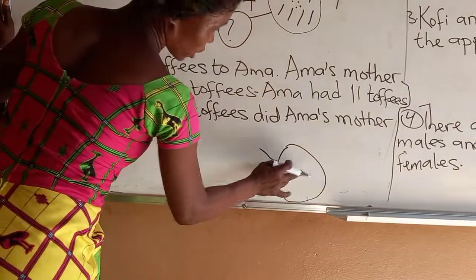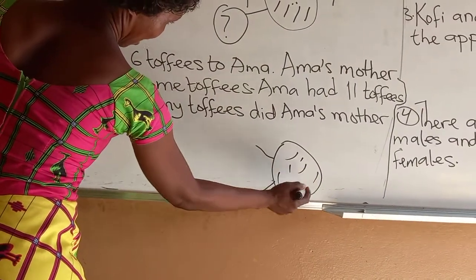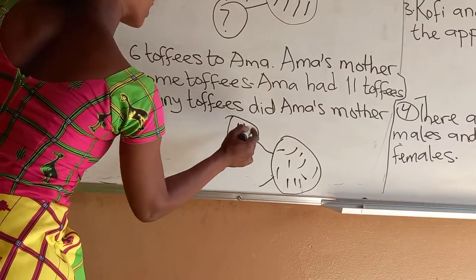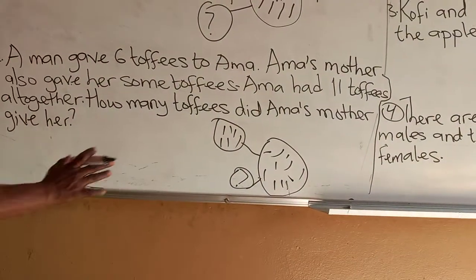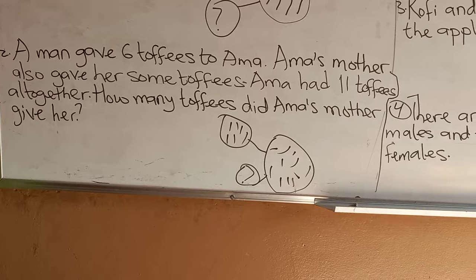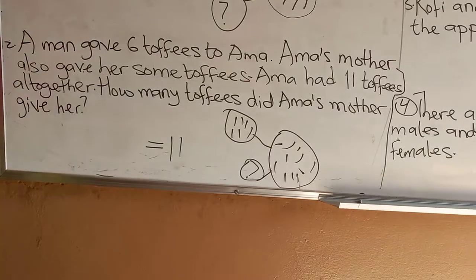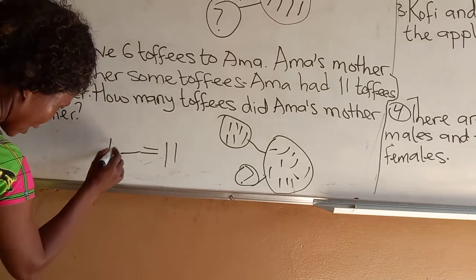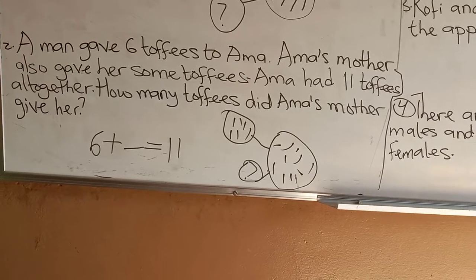So if this is the total sum of toffees, which is 1, 2, 3, 4, 5, 6, 7, 8, 9, 10, 11. And the man gave Amma 6. This side we do not know. Now, the most important thing is you have to know how to write the addition sentences. The total is 11, equal to. We don't know what the mother gave her, your sign. Then a man gave her 6.